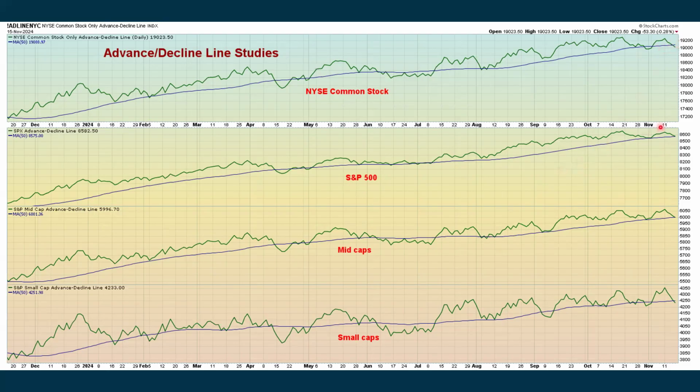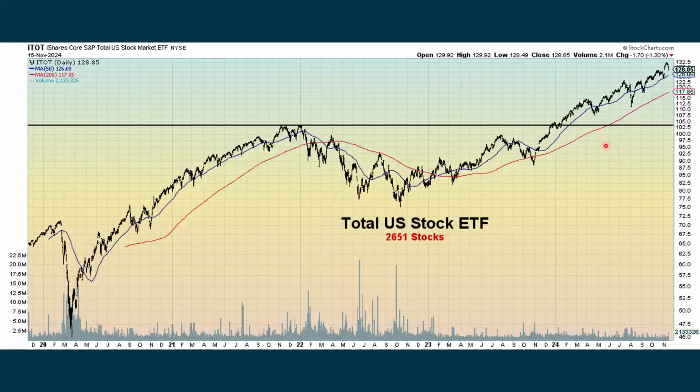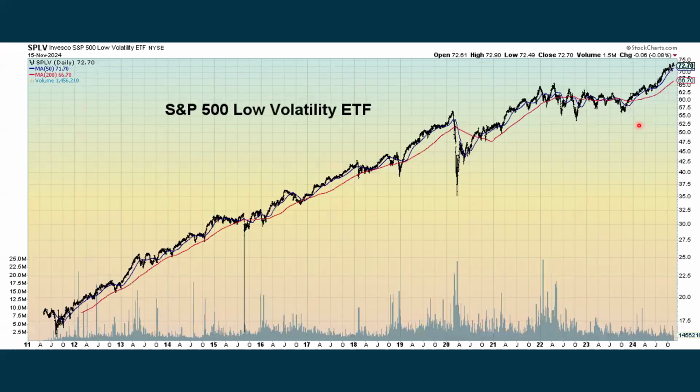With the S&P, we're coming down to the moving average, and with the mid caps down to the moving average, and we're also starting to drop below the moving average with the small caps. The Wilshire 5000, after setting a recent all-time high, has been pulling back, but is still above its 50-day moving average. The total U.S. stock ETF is also pulling back, but coming off of a recent all-time high.